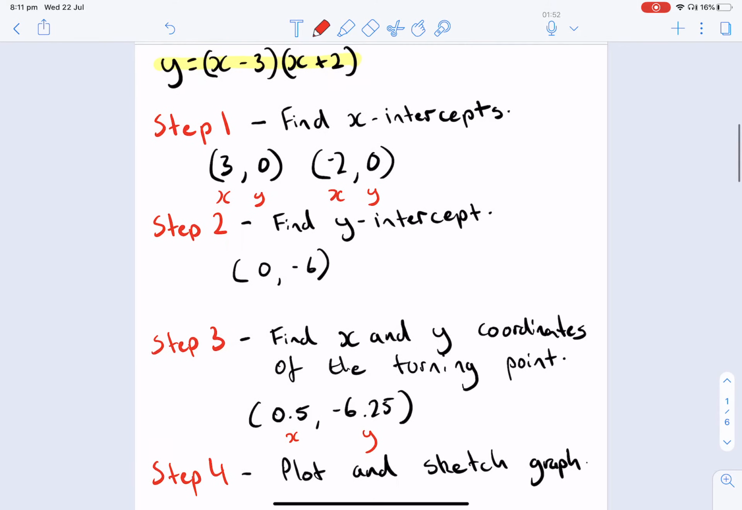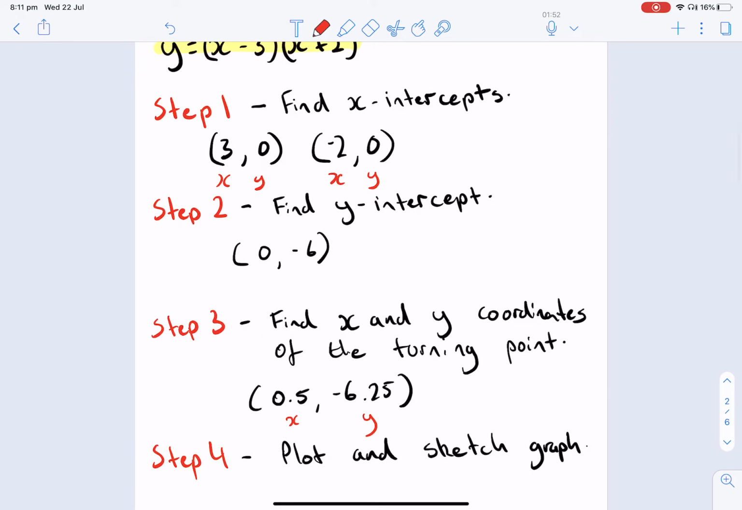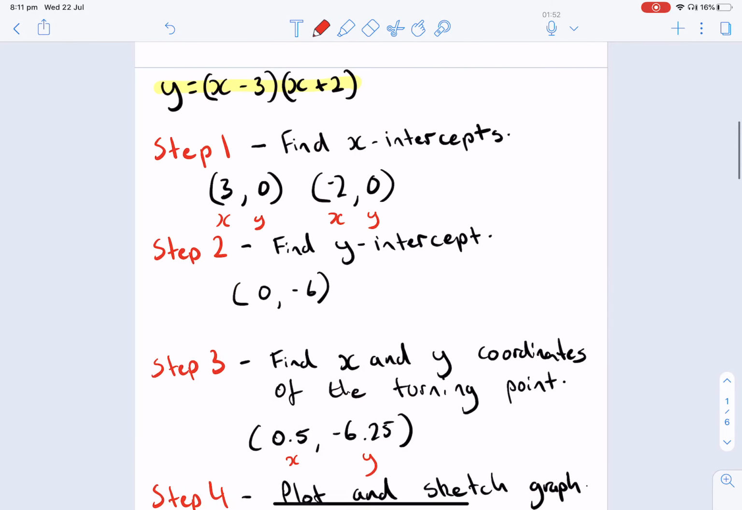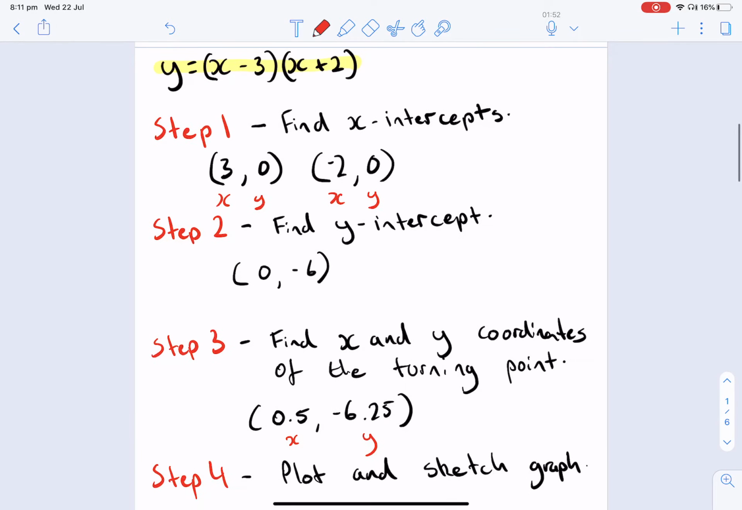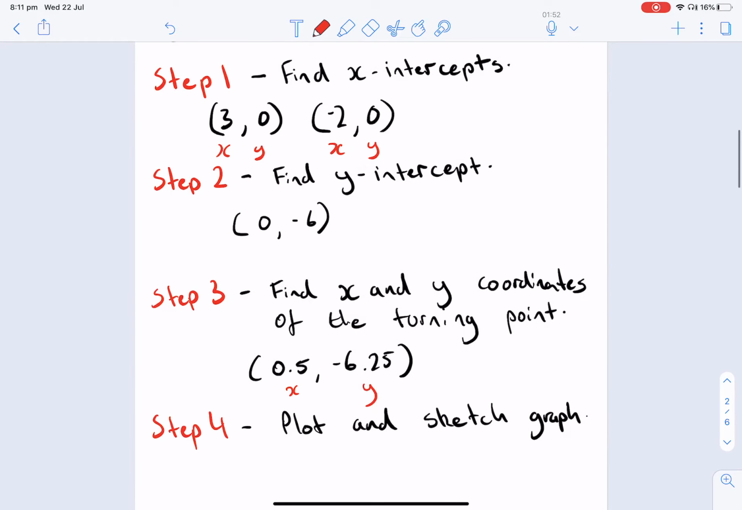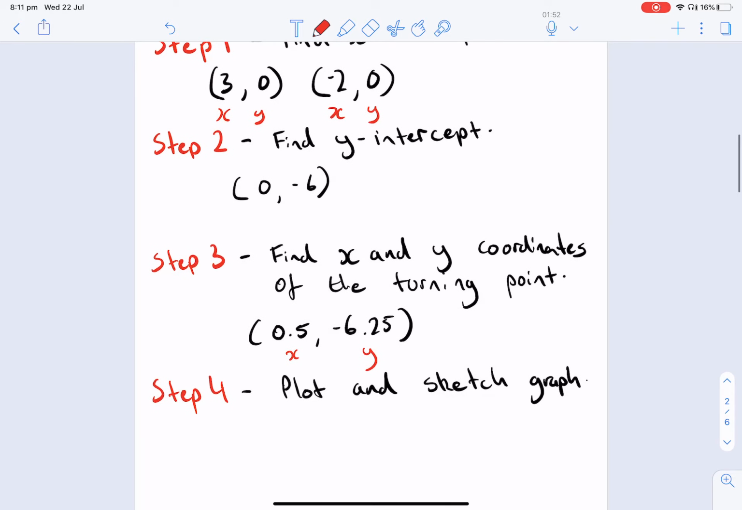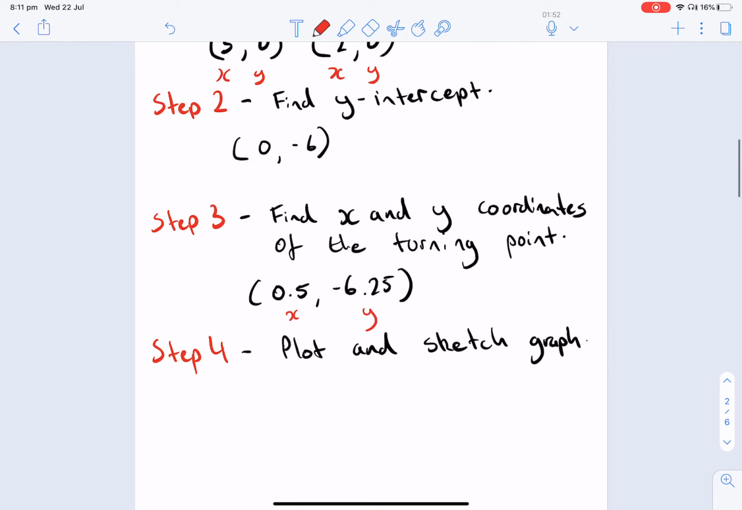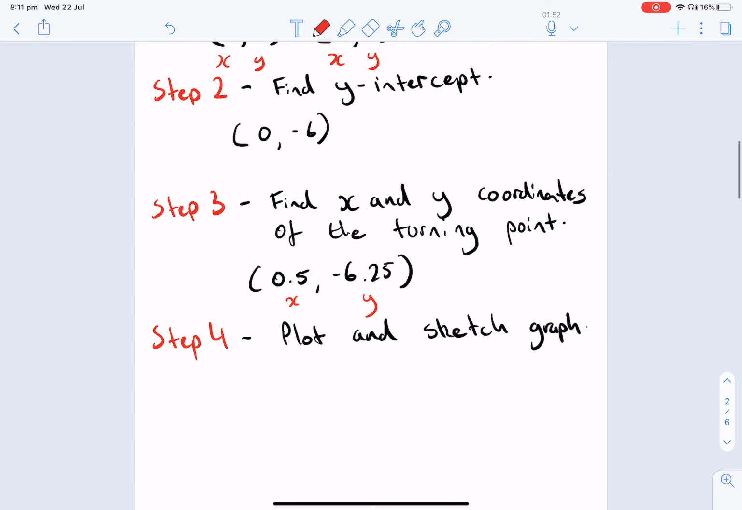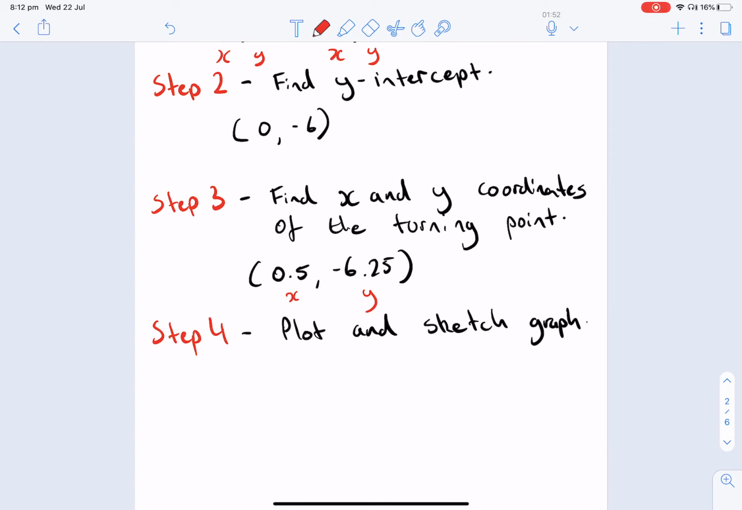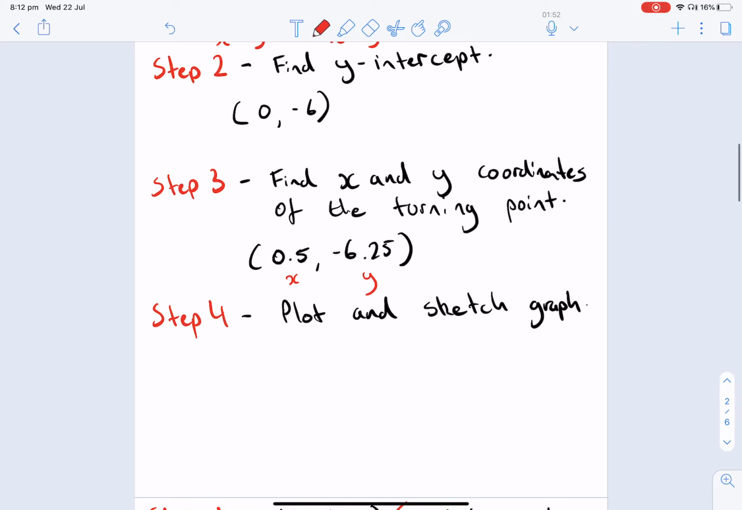So when we're doing this, guys, just remember there's 4 steps. You just need to find those x-intercepts using the null factor law or the quadratic equation. Then find the y-intercept, and we can do that by subbing x equals 0 into our initial equation, because the value of x at our y-intercept is 0. Then we find the x and y coordinates of the turning point. In this case, we used the x1 plus x2 divided by 2 formula, and I'll show you how to do the other formula in another video.